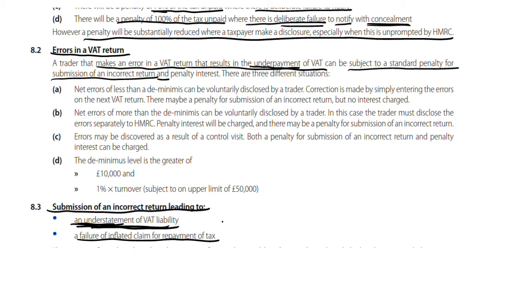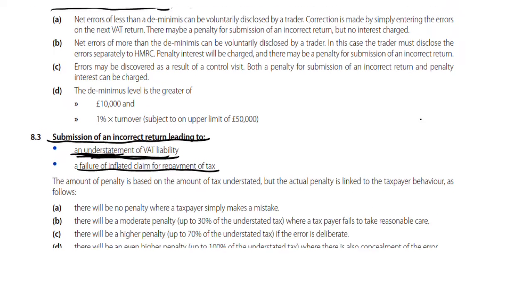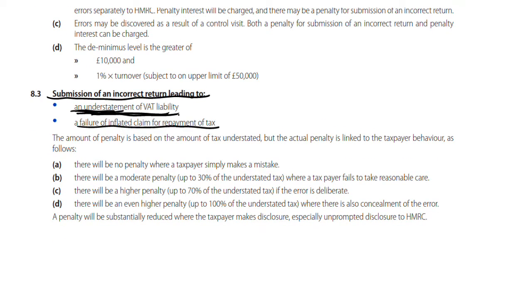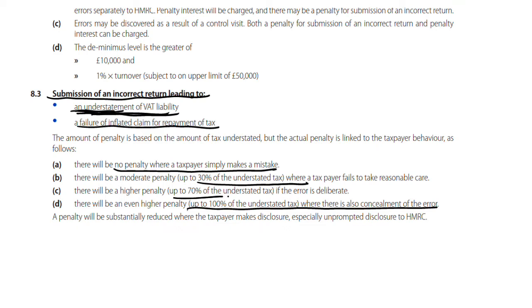So there are submissions of an incorrect return leading to either of those two things. And then the penalties, again, similar to what we've just been talking about. No penalty where the taxpayer simply made a mistake, through to a penalty of up to 100% of the understated tax where there is also concealment of the error. In between, 30% of the underpaid tax, 70% of the understated tax there. 30% where the taxpayer fails to take reasonable care, as opposed to 70% where, of course, the error was deliberate.